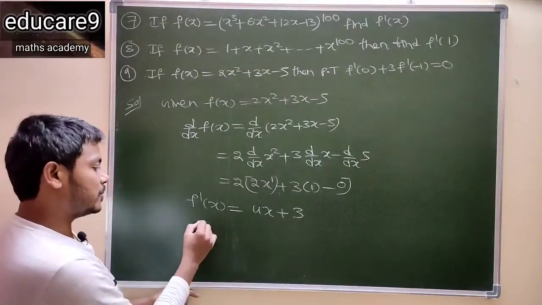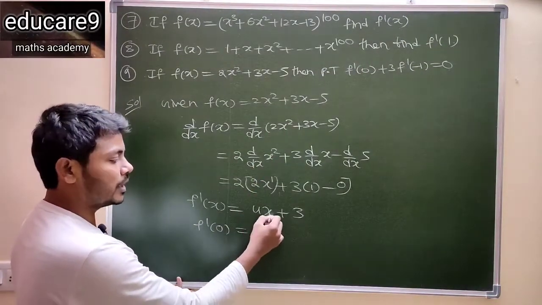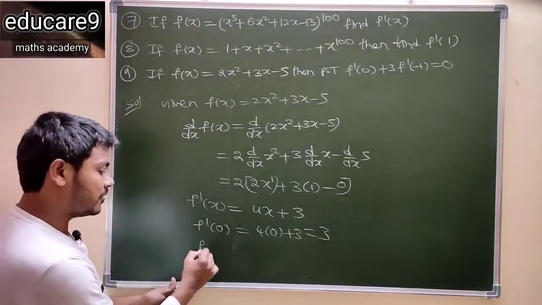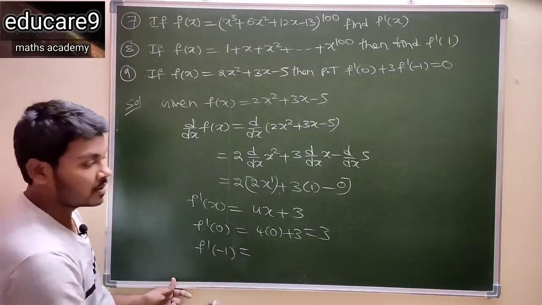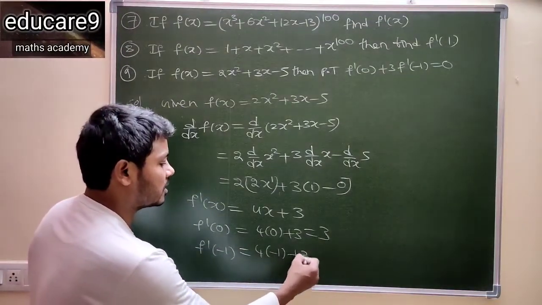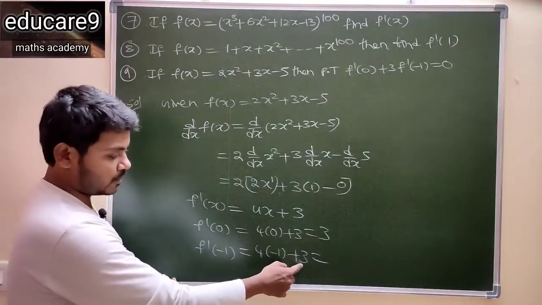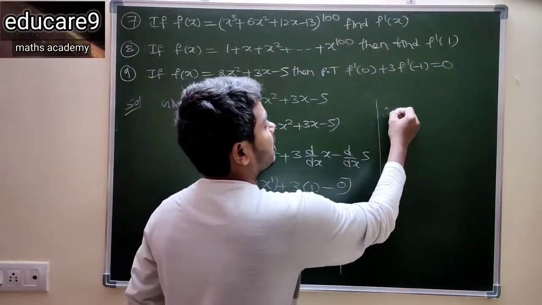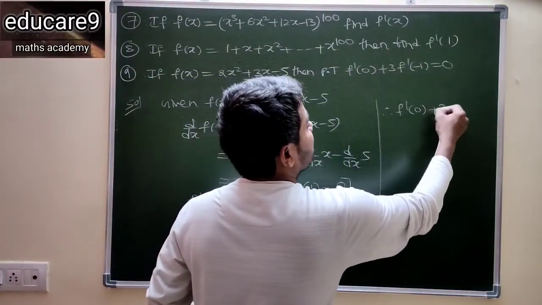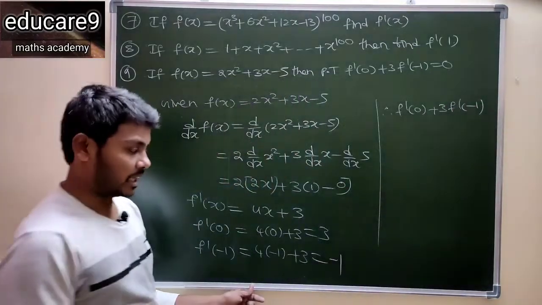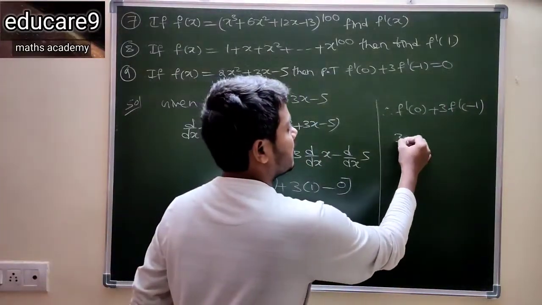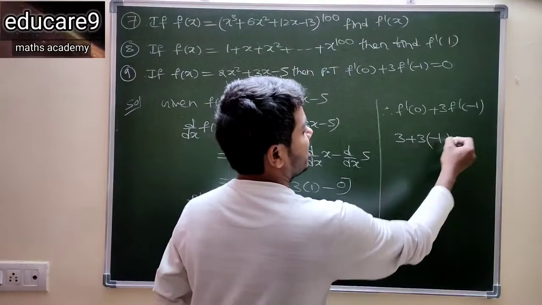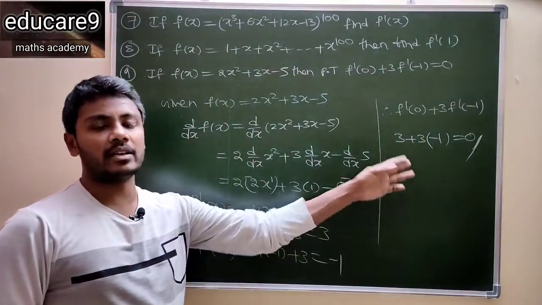Next, find f dash of 0. What is f dash of 0? 4 into 0 plus 3. This is 3. Next, find f dash of minus 1. That is 4 into minus 1 plus 3, so minus 4 plus 3. It is minus 1. So therefore f dash of 0 plus 3 into f dash of minus 1. What is the f dash of 0 value? 3, plus 3 into f dash of minus 1 value, minus 1. So 3 minus 3 is 0. So this is the required answer.